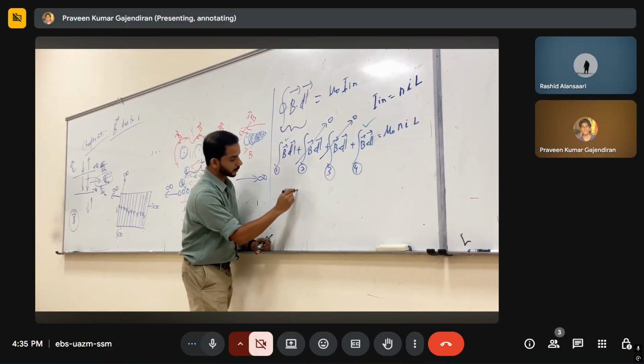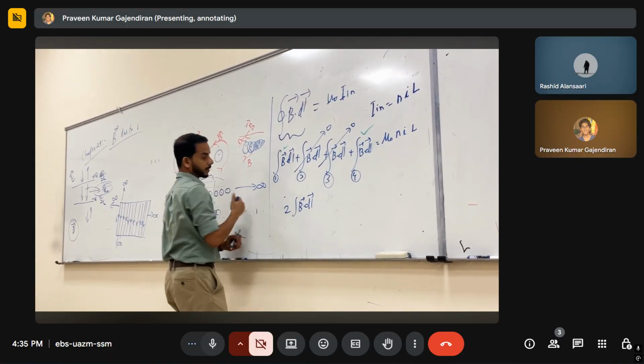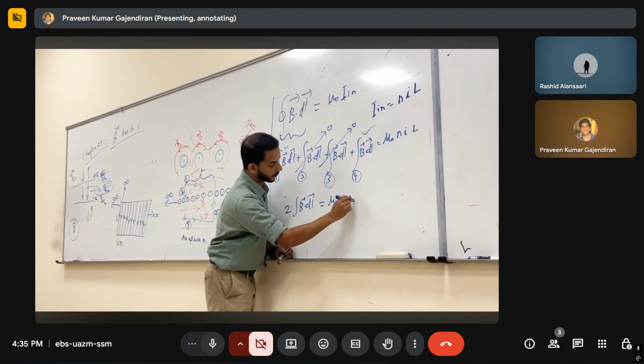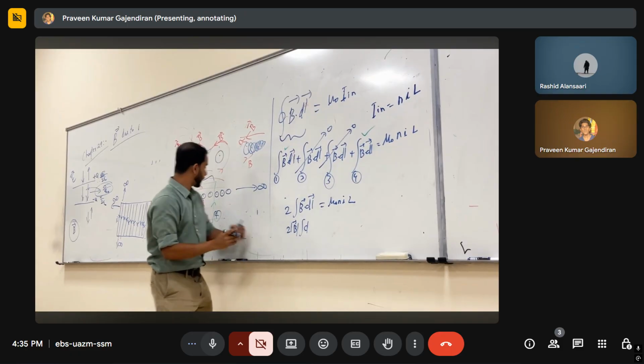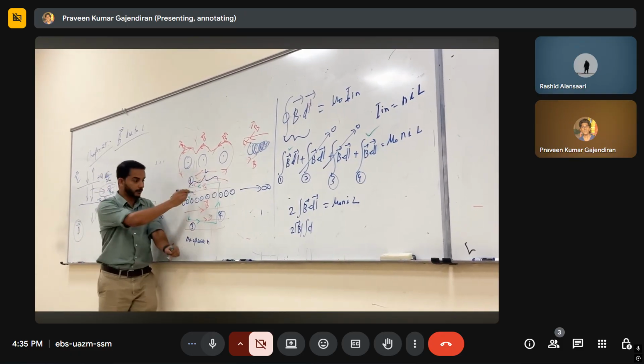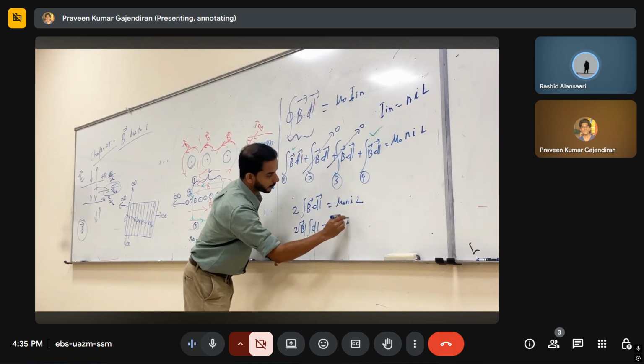So you have 2 times B dot dl because they are having the same length, right? This L and this L are the same. It should be equal to mu 0 n I into L. And what is the dl here? It's an open integral of only this side, right? You're not talking about the closed integral of L, just this side.